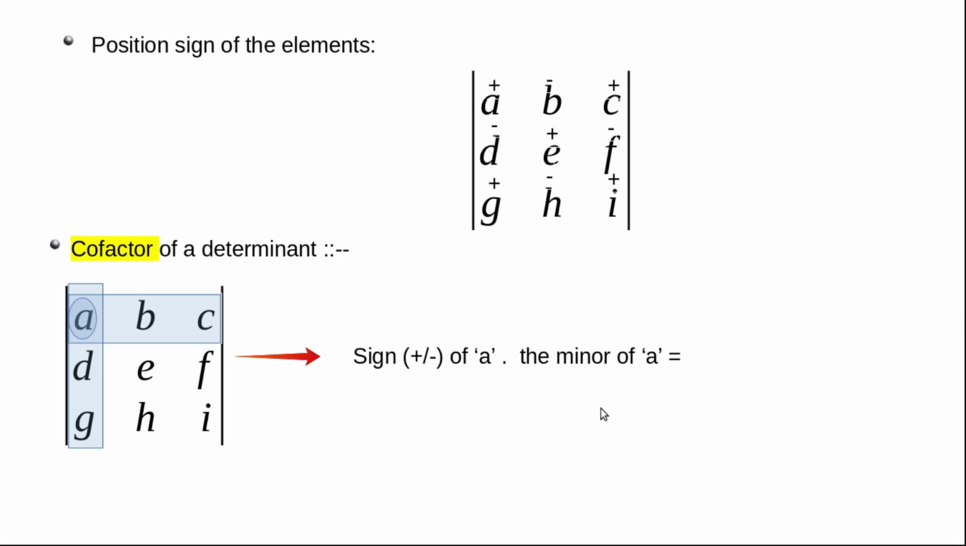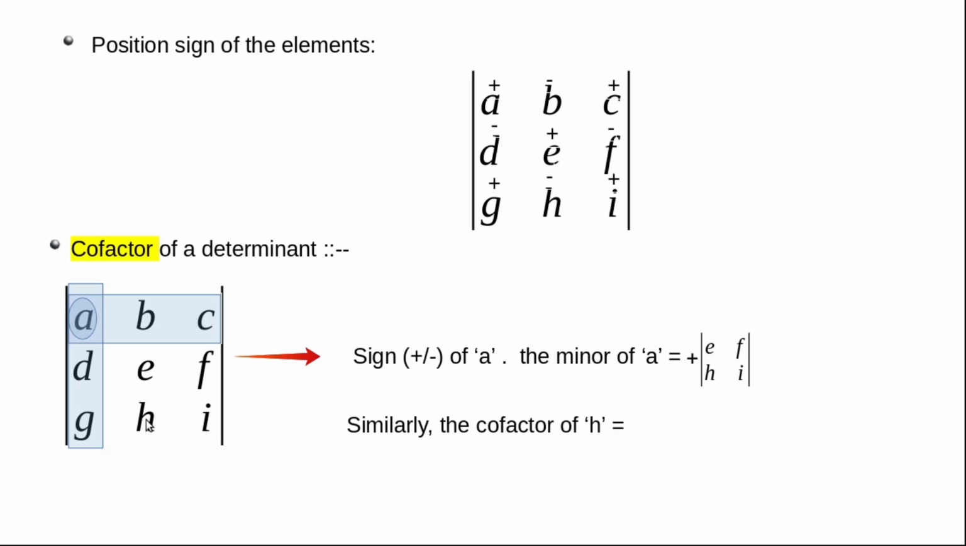The minor, we have learned earlier. After highlighting the row and column containing A, the remaining determinant is the minor. So the difference between cofactor and minor is that the cofactor has a sign. Minor didn't have a sign, but here the cofactor has a sign plus, which is the sign of the element of which we are finding the cofactor. Then again take another example, the cofactor of H.